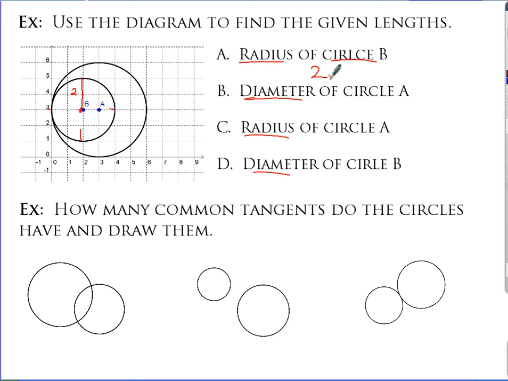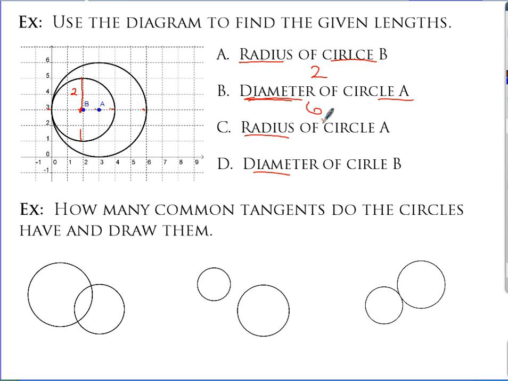What's the diameter of circle A? Now two things changed, right? Now we're talking about diameter, which is different, and we're talking about the other circle, circle A. So circle A is the big circle. What's the diameter? Diameter means distance all the way across through the center. So the diameter is going to be 6.